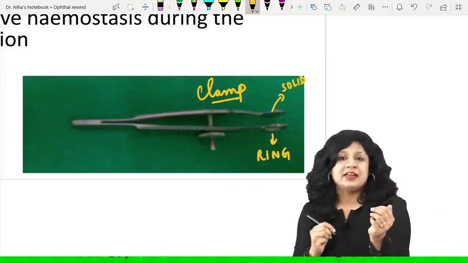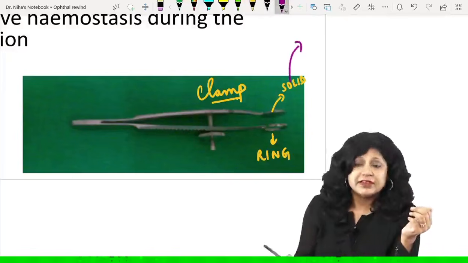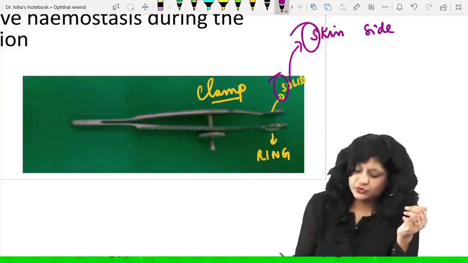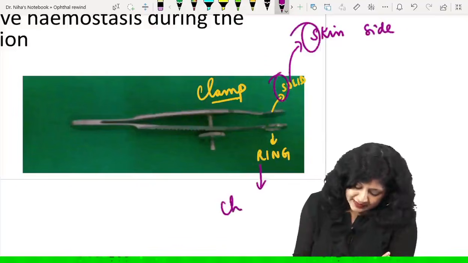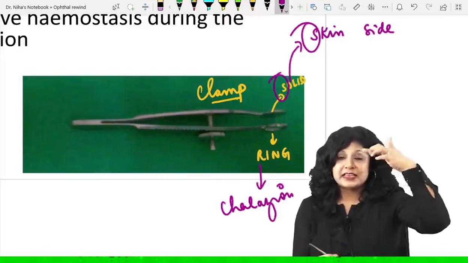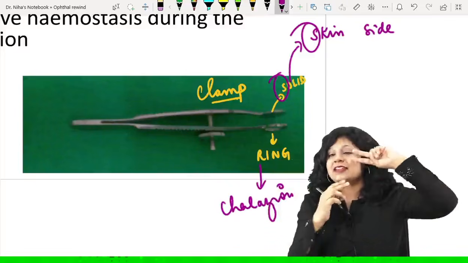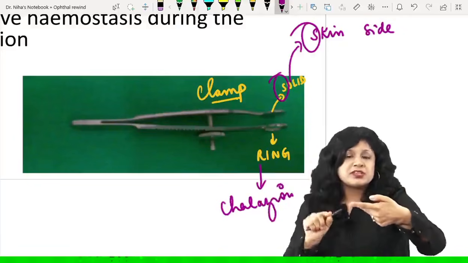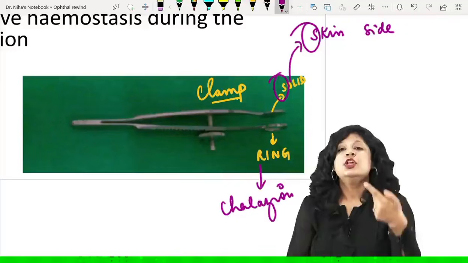Solid and the ring end. So, what you have to remember is that the solid part is actually kept on the skin side. So, again you can remember S for S. Solid side on the skin, and this ring portion has to be kept at the chalazion side. So, if you are holding the clamp here, we can put the solid side here and I can invert it, and then the chalazion will come in this ring portion. So, you have stabilized it. Now, on the most pointed area, we can give a vertical incision. Why do I give a vertical incision over the chalazion?